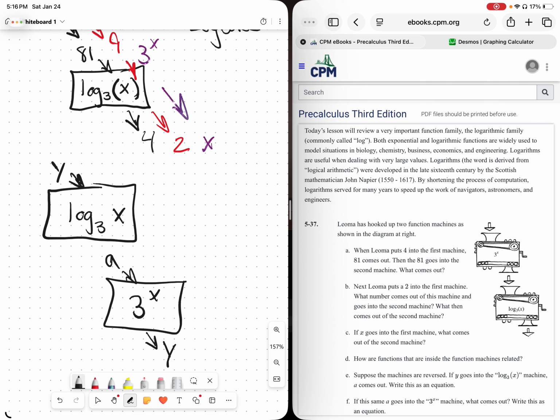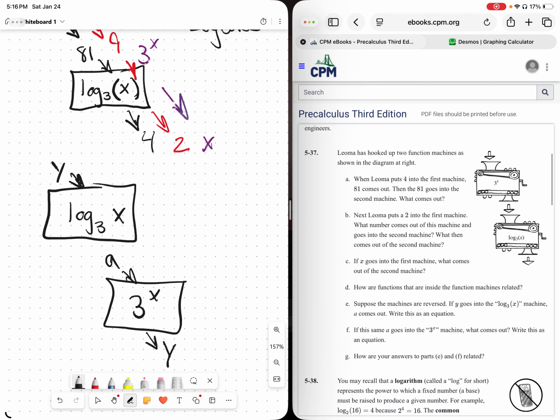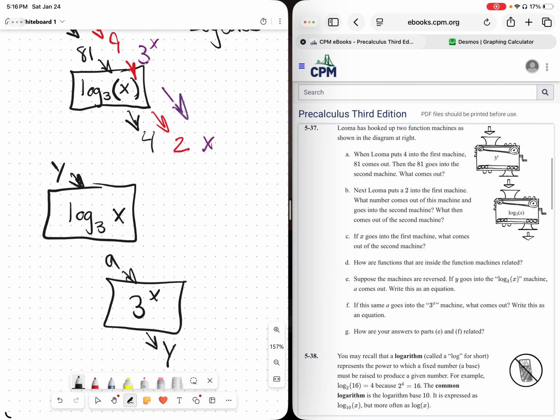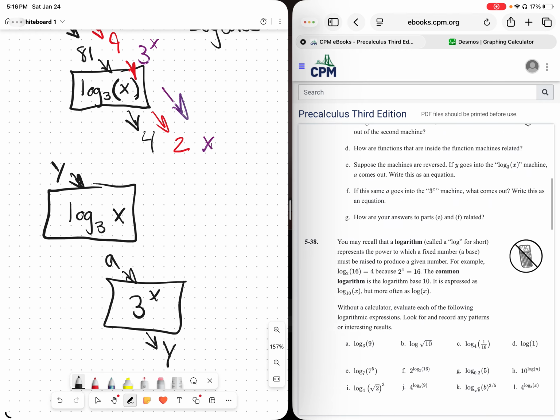Doesn't matter if we square or square root first. It doesn't matter if we add or subtract, whichever one first. As long as they're the same, they're inverses. So this is kind of how this works, right?